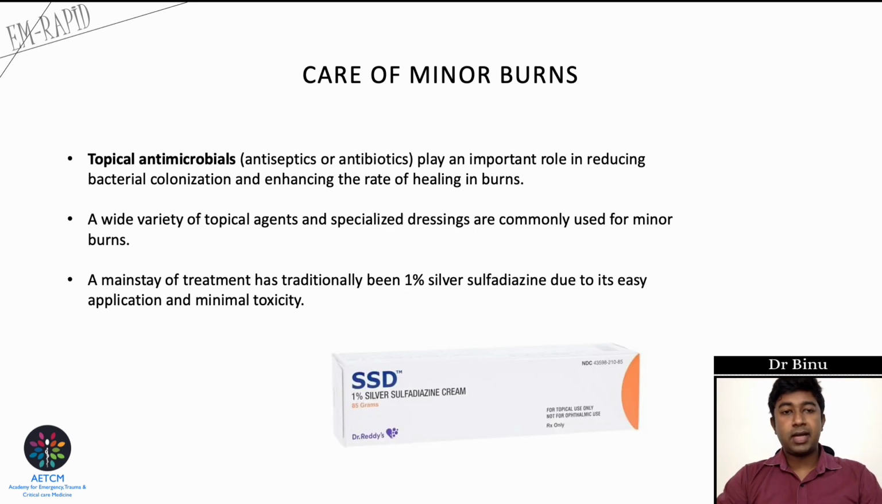Topical agents, including antiseptics or antibiotics, play an important role in reducing bacterial colonization and enhancing the rate of healing in burns. A wide variety of topical agents and specialized dressings are commonly used for minor burns. A mainstay of treatment has traditionally been 1% silver sulfadiazine due to its easy application and minimal toxicity. However, there are many newer varieties available which are associated with better outcomes and which require less frequent dressings. Silver sulfadiazine is not recommended for infants who are less than 2 months of age, and it should not be used on the face because it can stain the skin grey.